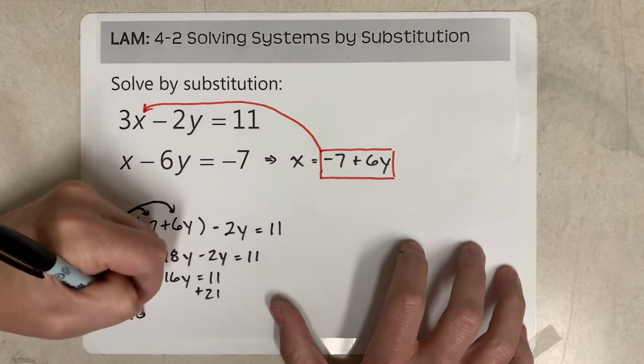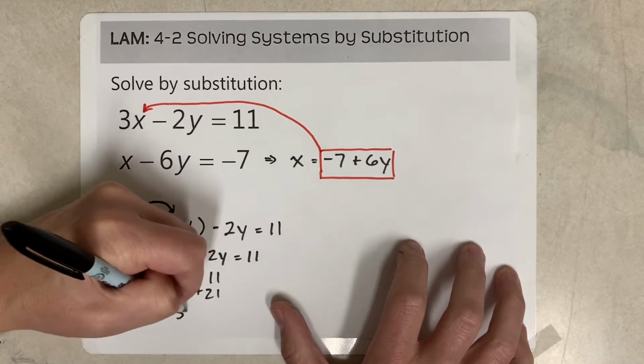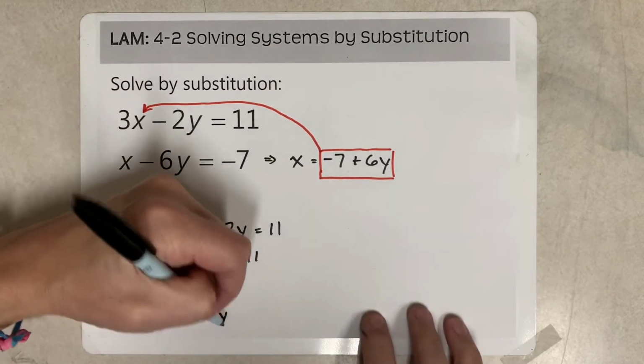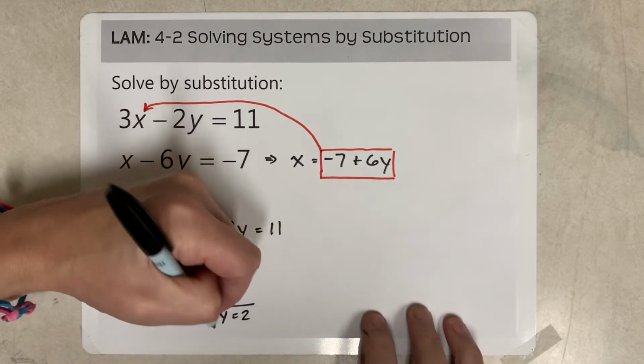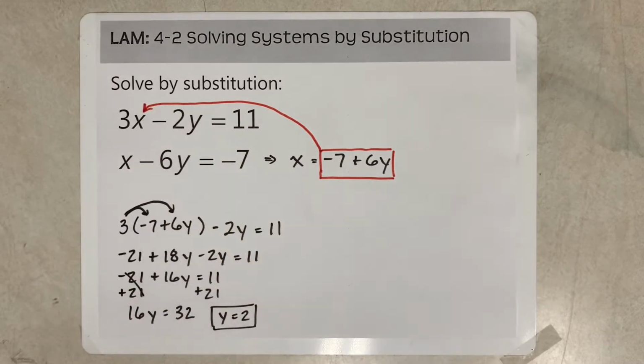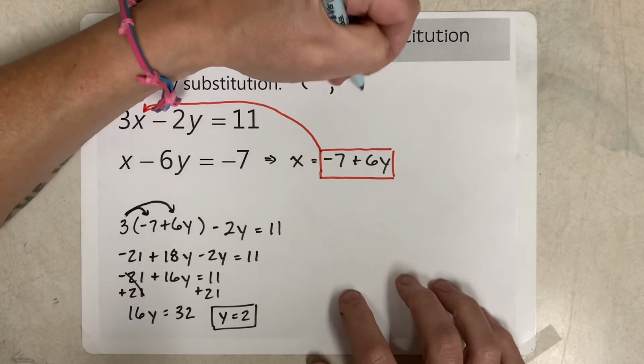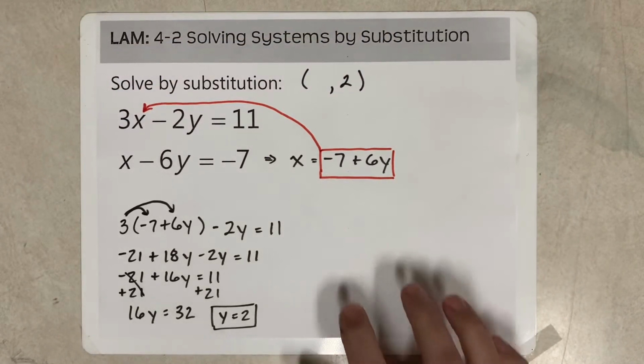And we get 16y equals 32. And so if you divide by 16 on both sides, we see that y is going to be equal to 2. So your y value is 2 for wherever these two lines meet. We can write it like this. So we got the y this time.